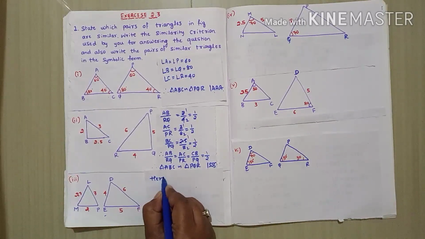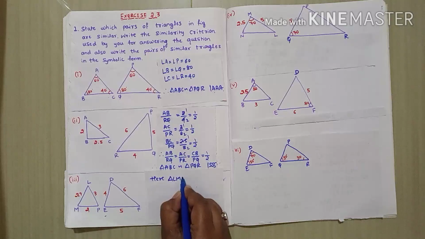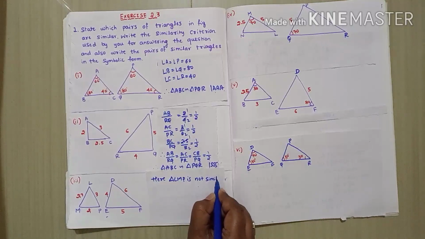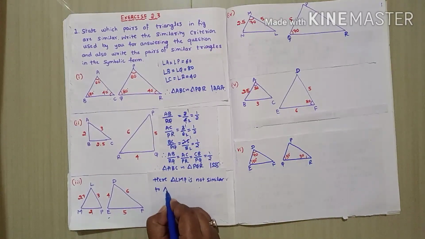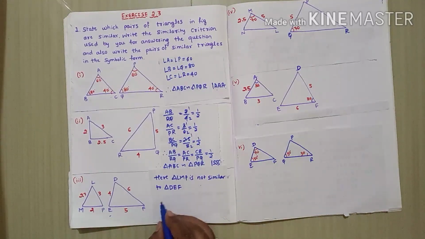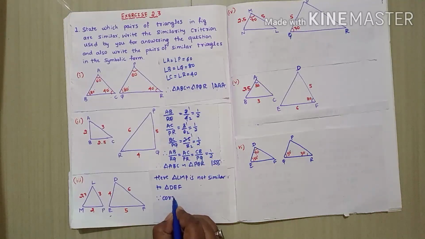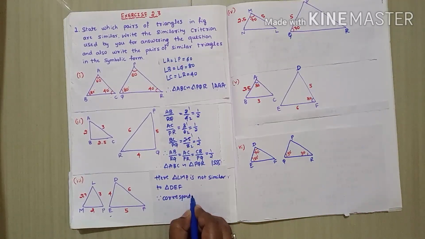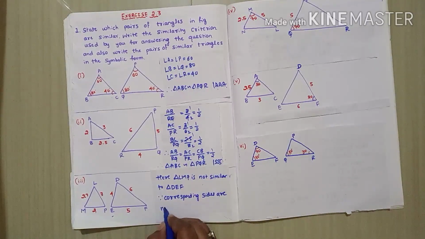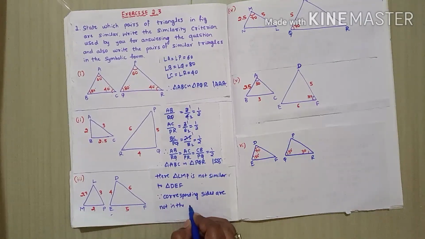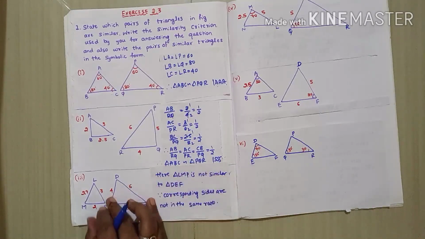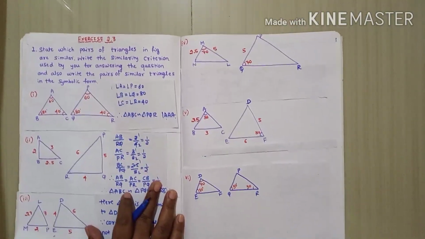Here triangle LMP is not similar to triangle DEF. What is the reason? Because corresponding sides are not in the same ratio. This is the reason these two triangles are not similar. Next we'll see the fourth one now.